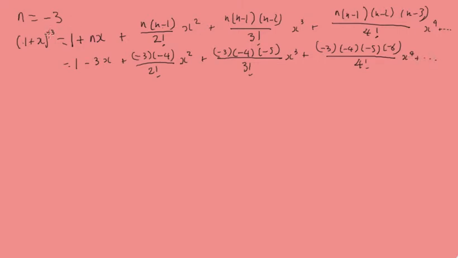So when n's minus 3, we're always going to have another term. We're going to keep going and keep going. The sequence is going to be infinite. And if you work all that out, you'll get 1 minus 3x plus 6x squared minus 10x cubed plus 15x to the power 4, and so on and so forth. So that's our first one.